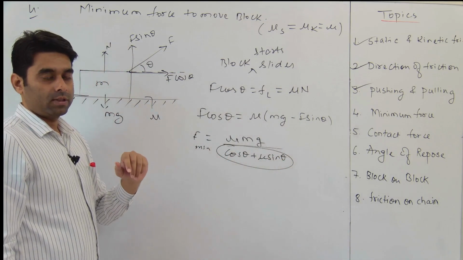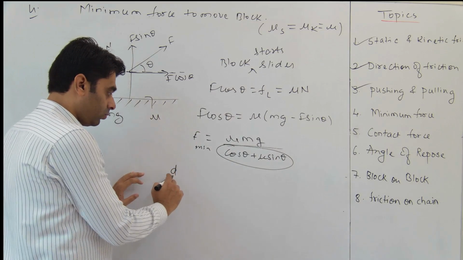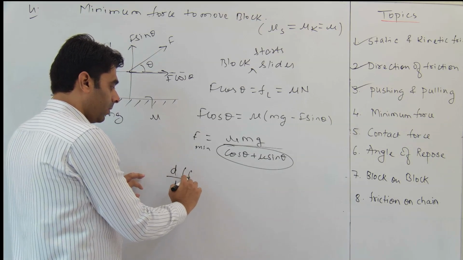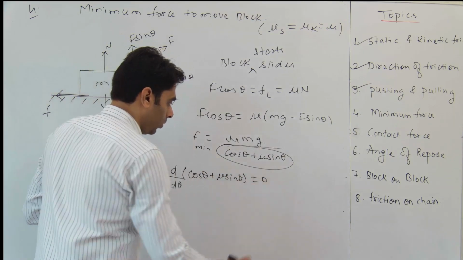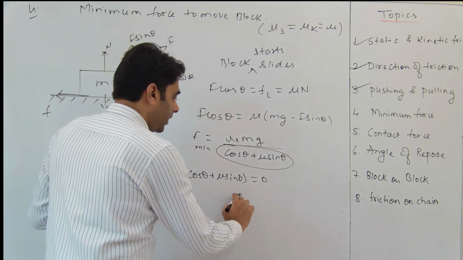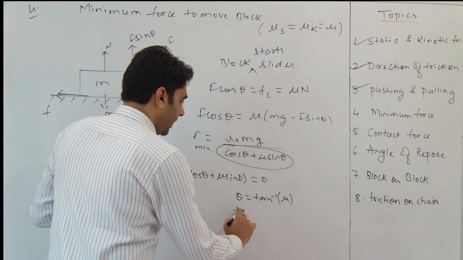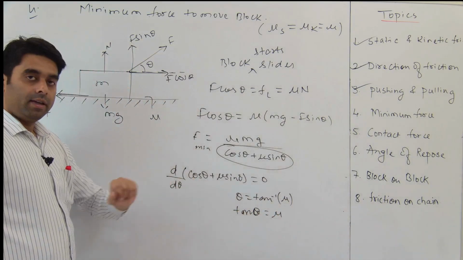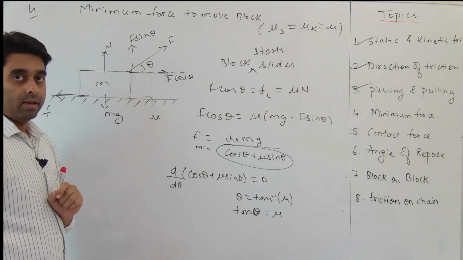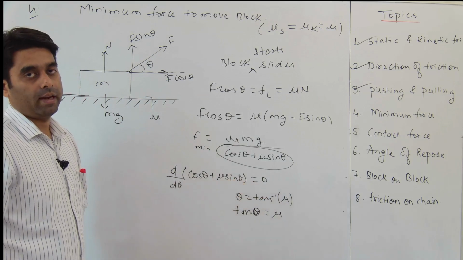How do we find out cos theta plus mu sin theta maximum? We will use the concept of maxima and minima over here. So d by d theta of cos theta plus mu sin theta, when we put equal to 0, our theta value will come out to be tan inverse of mu. That means tan theta is equal to mu. That means at what angle should the force be applied? Theta equals tan inverse of mu.